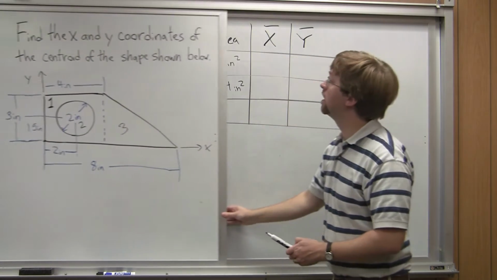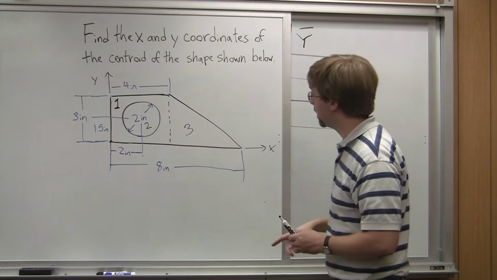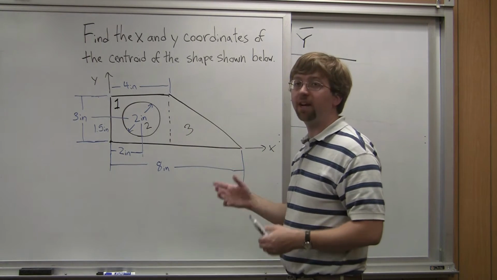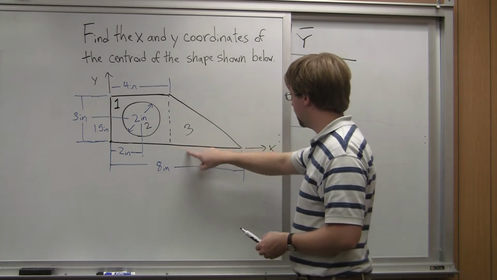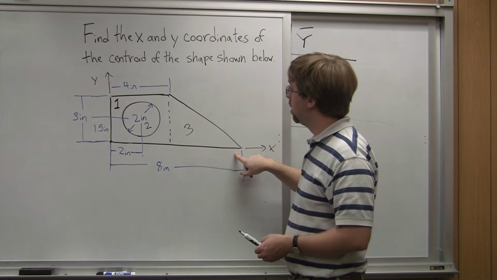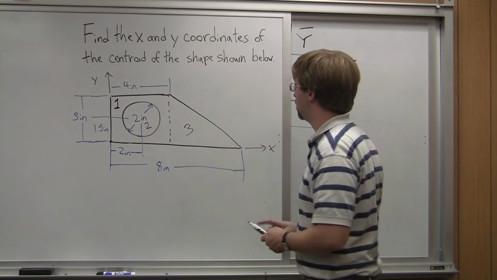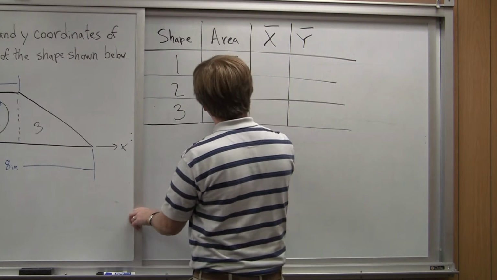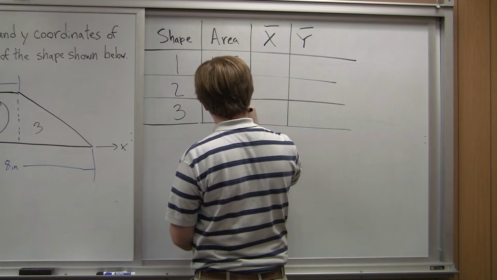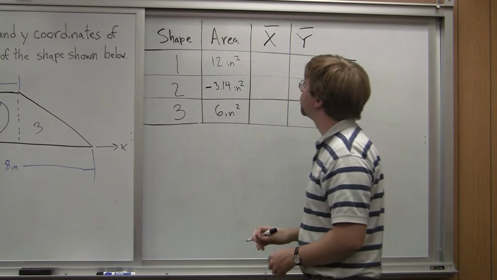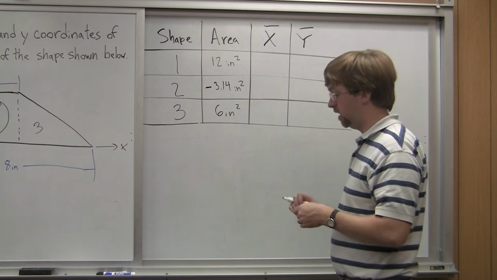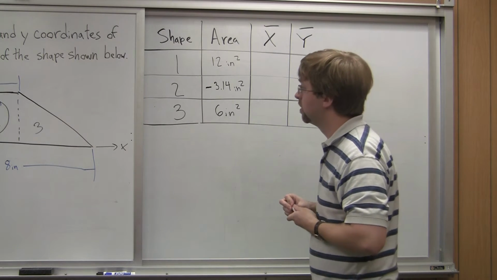So finally, area 3, let's look at the area of that. It's a triangle, so 1/2 base times height. The base from here to here is going to be 4 inches, and then the height is going to be 3 inches. So for area 3, 1/2 base times height gives me 6 square inches there. All right, next up I need to find the centroid for each of these shapes.